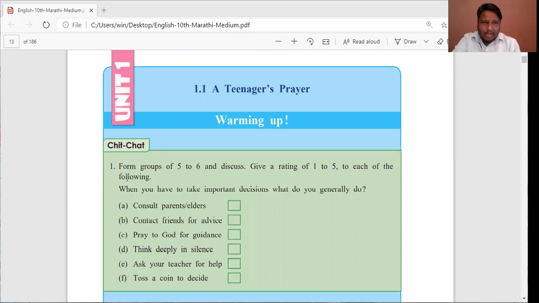Read there. In a group of 5 to 6, discuss. Give a rating of 1 to 5 to each of the following. When you have to take important decisions, what do you generally do? There are 6 sentences given there and we have to give the ratings. We have to decide which one is most important and give them numbers or ratings. So we have to start it.